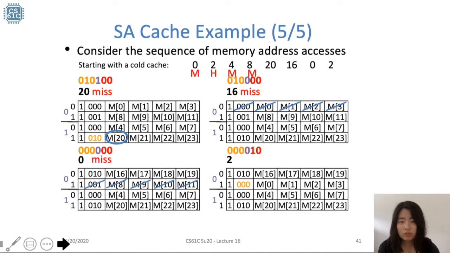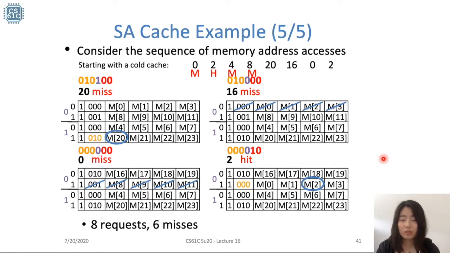Alright, so the last one is 2. Index is 0, and then we compare the tag bits, it matches with the second slot, it's a cache hit. We have 6 misses for 8 requests. It's the same as direct mapped cache, but you can tell that how we're saving the blocks into cache is very different. And all slots in the cache are used. We're not wasting space here.